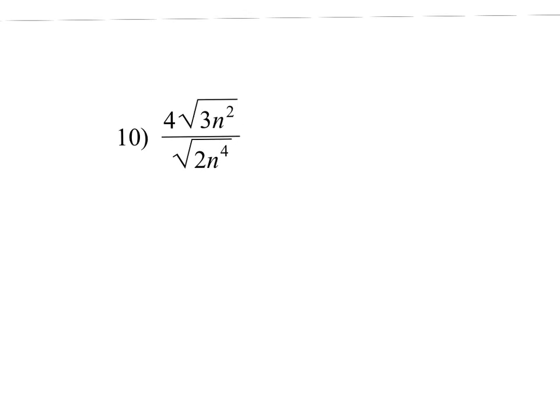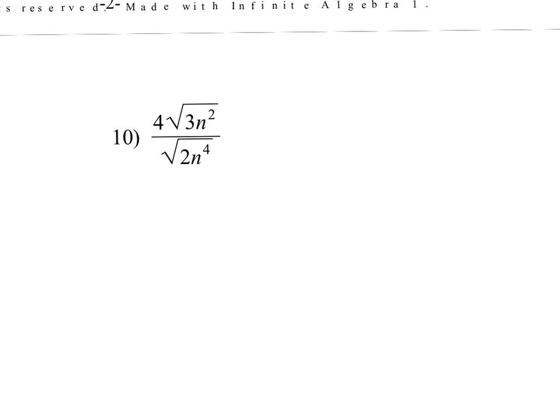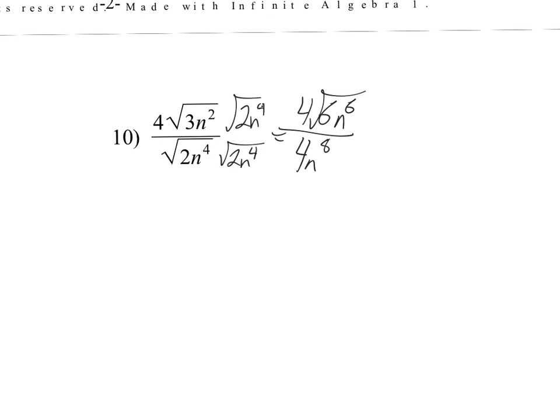Okay, next one. Let's go ahead and try where we're not going to simplify first. We're just going to go ahead and multiply it all out. So radical 2n to the 4th, radical 2n to the 4th. So that's going to give me 4 radical, 2 times 3 is 6. I have n to the 4, 5, 6. So n to the 6th over, we're going to go ahead and just write 4n to the 8th under the radical sign. So that tells me that I'm going to have, okay, I have 6 n's.